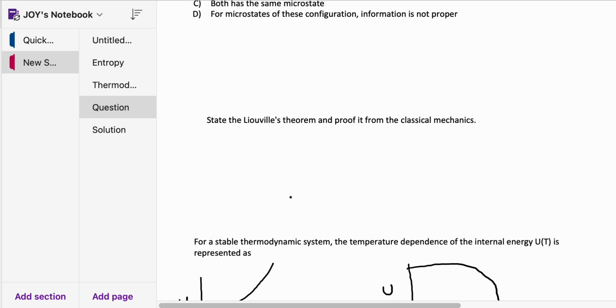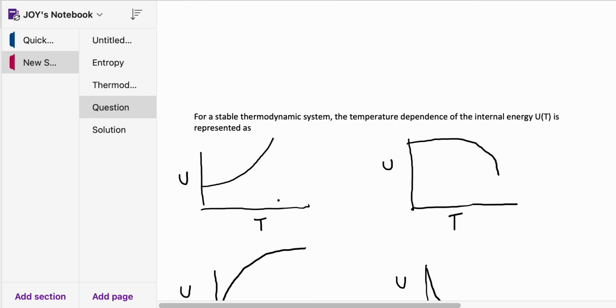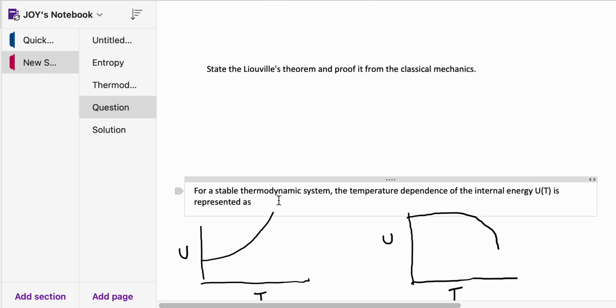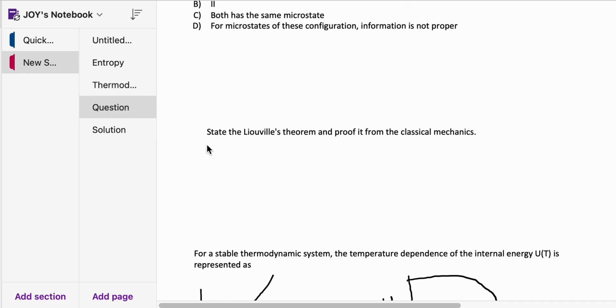Now, another important thing. Another question I want to solve here is on the Liouville theorem. It's very important.